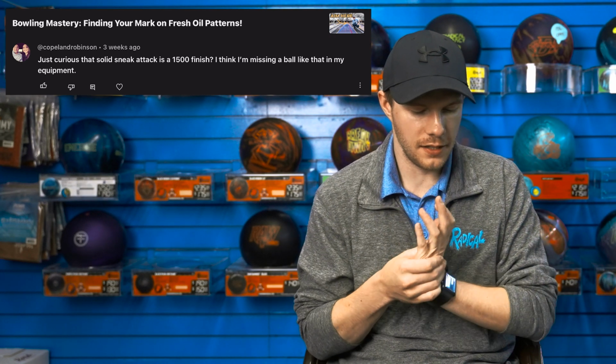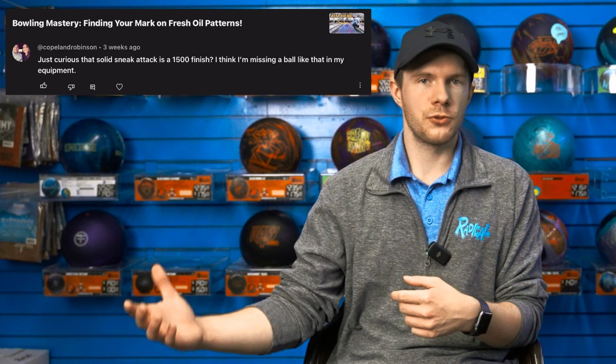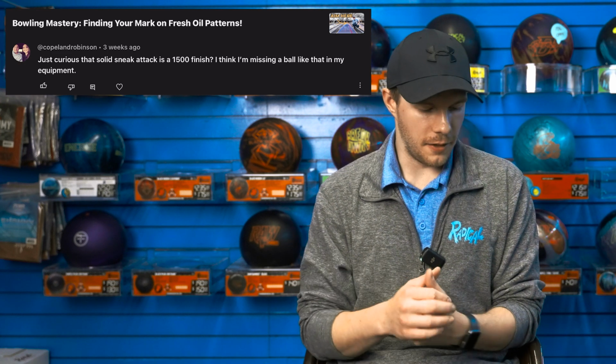This is the Finding Your Mark on Fresh Sneak Attack Solid. Very much fits the same realm as an IQ Tour if you're Storm-minded, but it is smooth, controllable, and I know what it does. It's very benchmark-like. Does it work all the time? Absolutely not, but I can always throw it, know what it's going to do, and if it doesn't do what I think it should do, it'll give me a good idea on where to go from there.